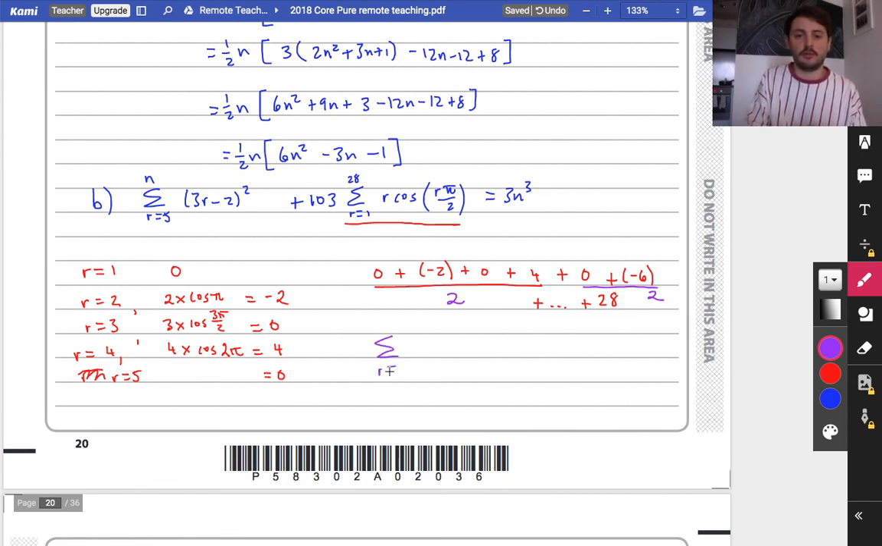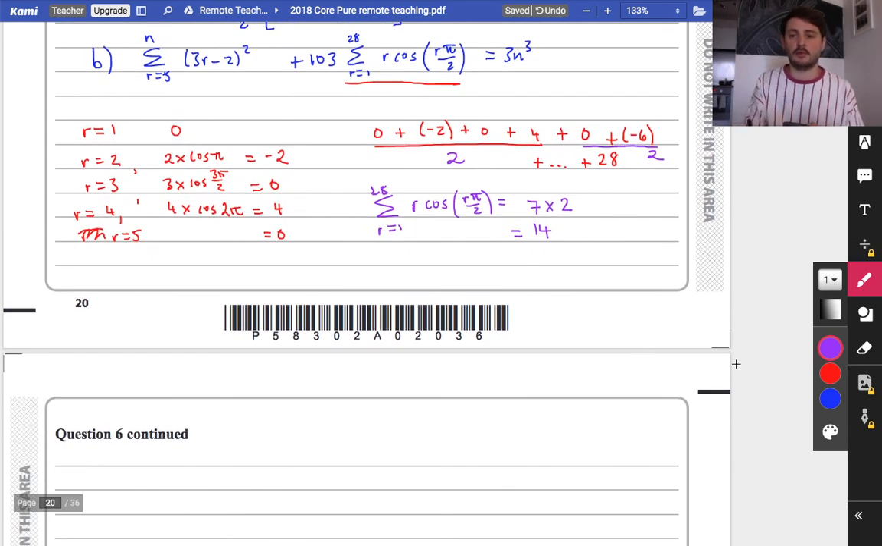So the sum from r equals 1 to 28 of r cos r pi over 2: there are 7 groups of 4 which each add up to 2, which is 14. Now all of this work here is probably worth 1 mark, and you could just type this in your calculator. So the bit I've underlined in red is 14.